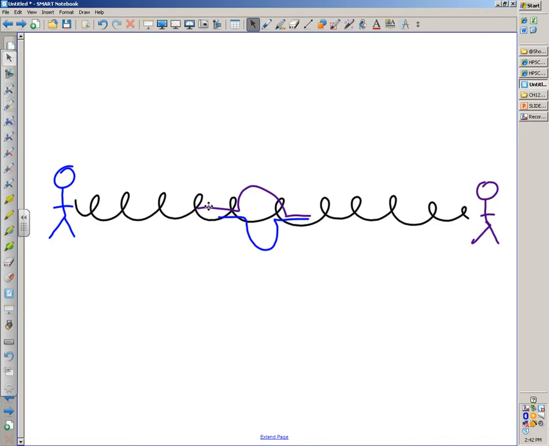My wave moves by making the spring move which way? To the right, but what does it do to the spring itself? It pulls it out. It makes it move downward, pulls it down.